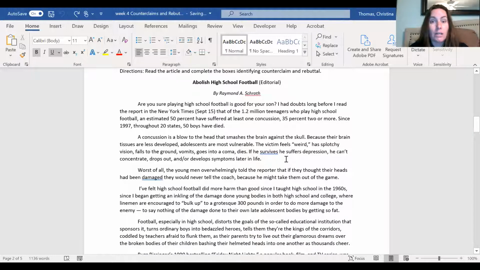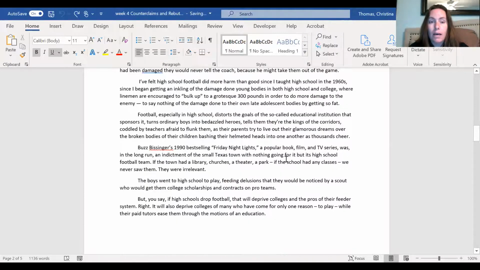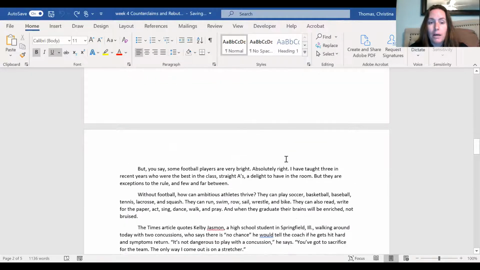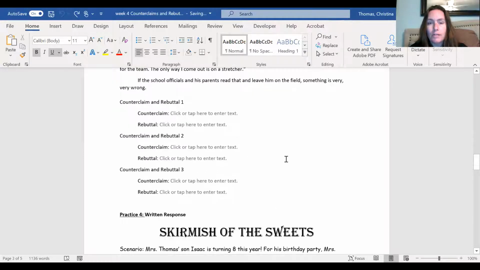It's about abolishing or getting rid of high school football. And so you can read through it. The things that you're going to do here is you're going to identify 3 different counterclaims and rebuttals, since that's our focus for this week.